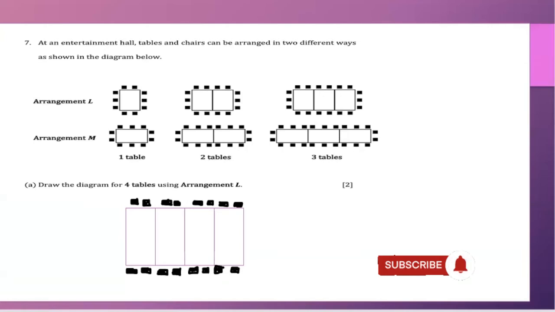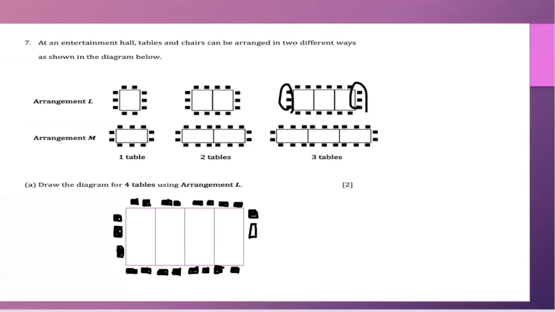Now the next thing, if you realize, at the end we have 3, so that's what we're going to have here. So we have 1, 2, 3, and it's the same for the next. So we're going to have 1, 2, and 3. And this represents the arrangement for L.